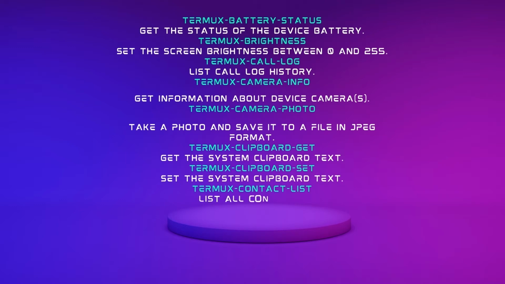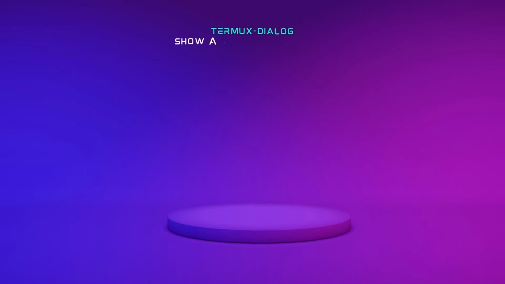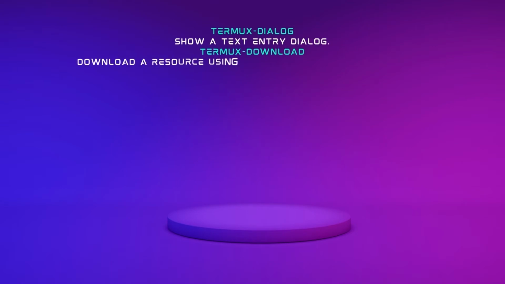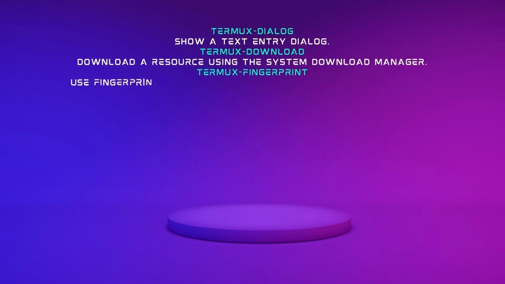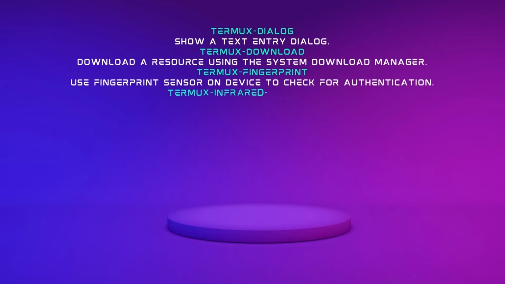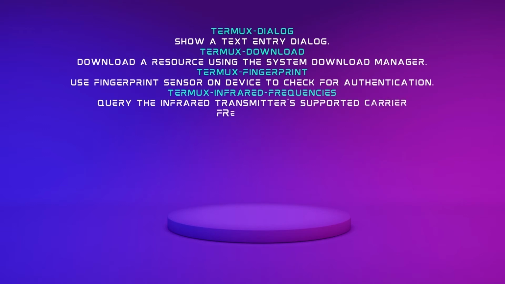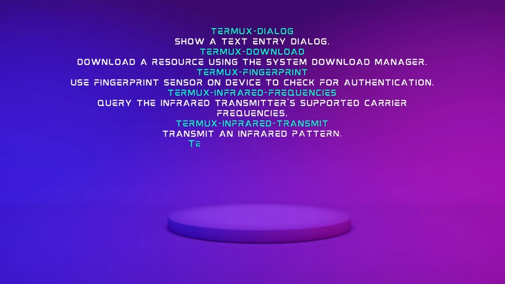Termux contact list: list all contacts. Termux dialog: show a text entry dialog. Termux download: download a resource using the system download manager. Termux fingerprint: use the fingerprint sensor on the device to check for authentication. Termux infrared frequencies: query the infrared transmitter's supported carrier frequencies. Termux infrared transmit: transmit an infrared pattern. Termux job scheduler: schedule a Termux script to run later or periodically.